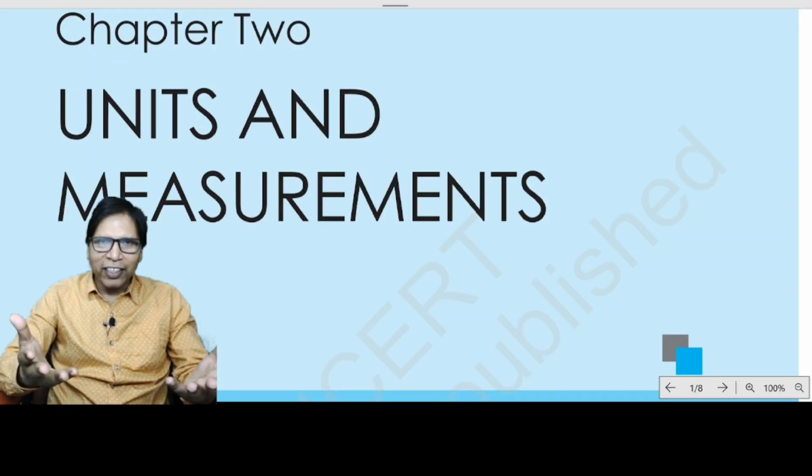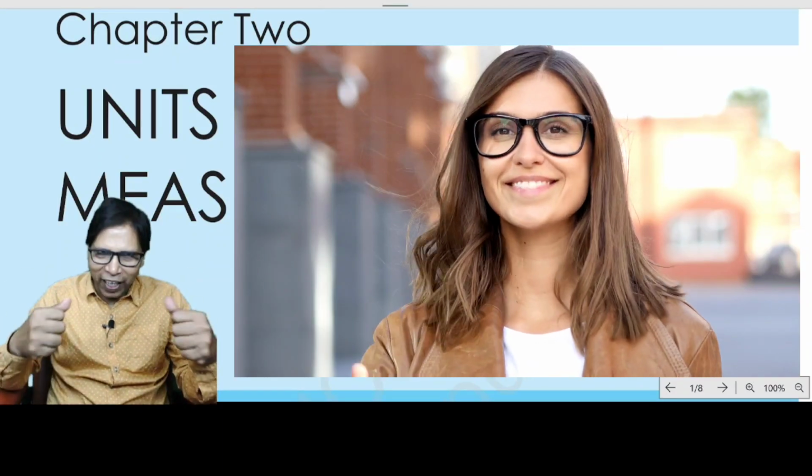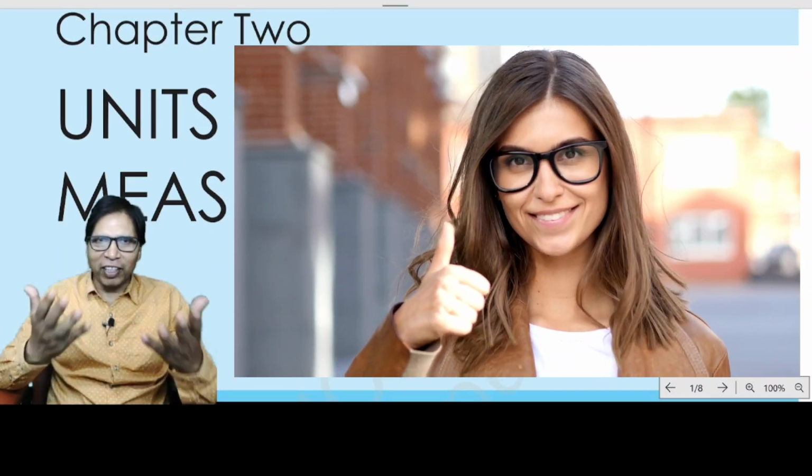Are you stuck in the NCERT Exemplar Chapter 2? Don't worry, I have the easy solution for you.